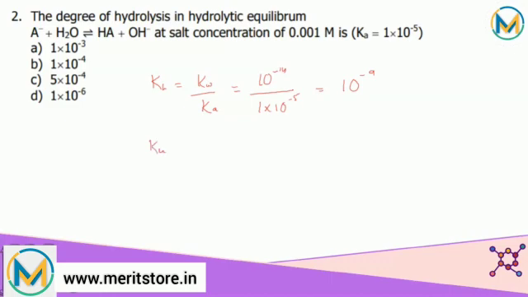We also know that Kh is equal to alpha square C. So therefore alpha is equal to the square root of Kh upon C. Kh we found here is 10 raised to minus 9, and concentration of the salt given is 0.001 molar. When we solve this out, it gives you 1 into 10 raised to minus 3. So the correct answer for this question is option A, that is 1 into 10 raised to minus 3.